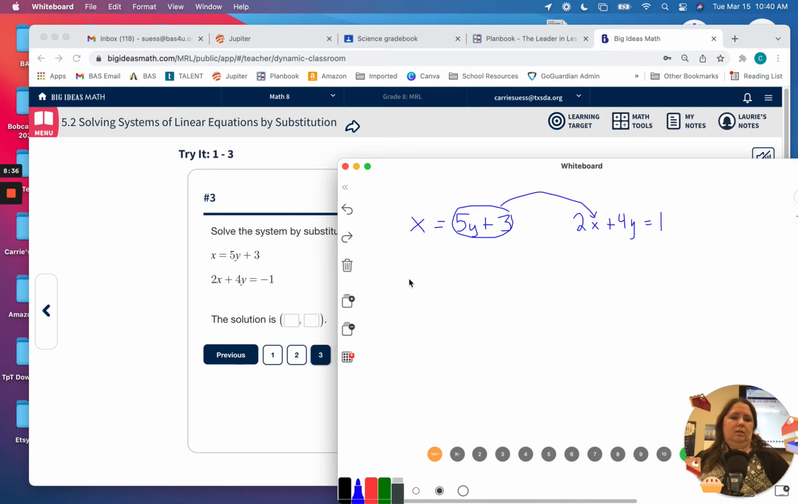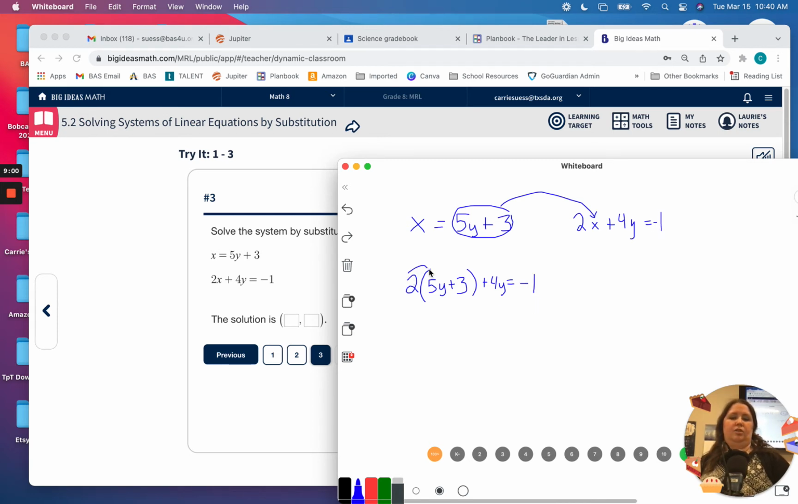So I'm going to put it in for what? 5y plus 3. Okay, so that's plugged in for x, and then I just finish. Plus 4y equals -1. Thank you. I need to be corrected.